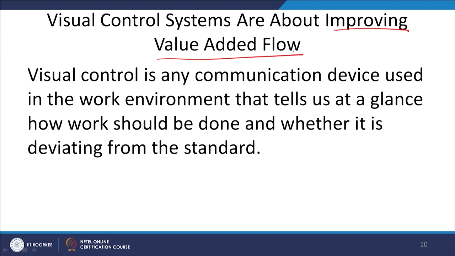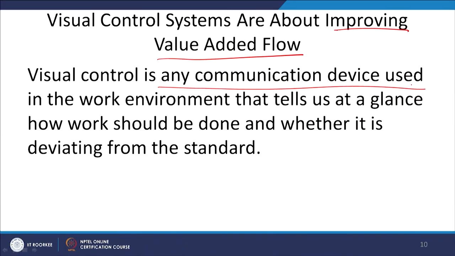So for that purpose, it is very important to understand that this visual control system is not just about creating shining workplaces, rather it has a deep-rooted meaning, and that deep-rooted meaning is about improving the value added flow. It is not just to create neat, clean and shining workplaces. Even if you may have old rooms where no whitewash is there, 5S resulting in improving the value added flow may still be there.